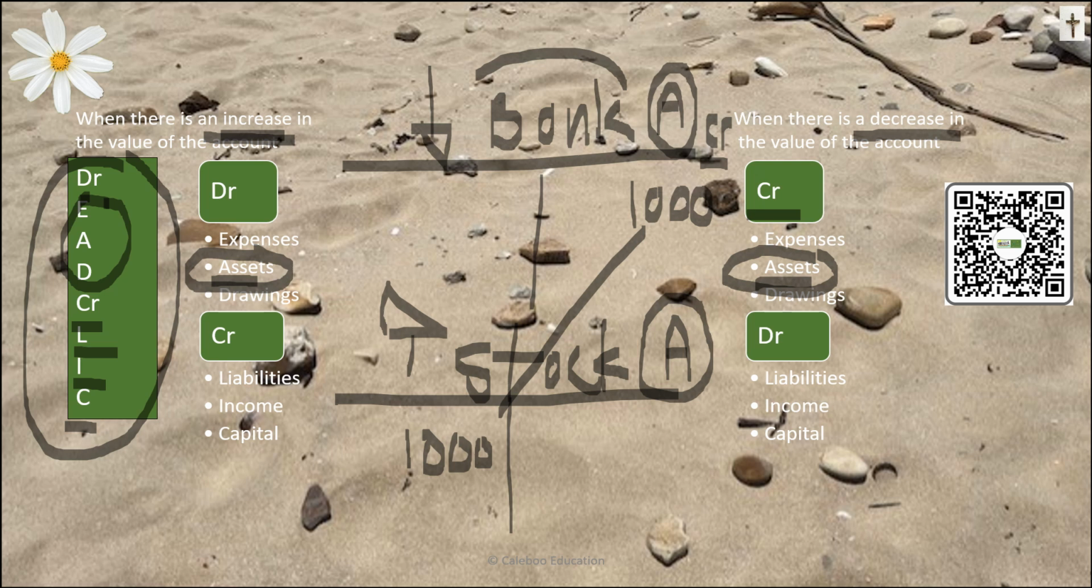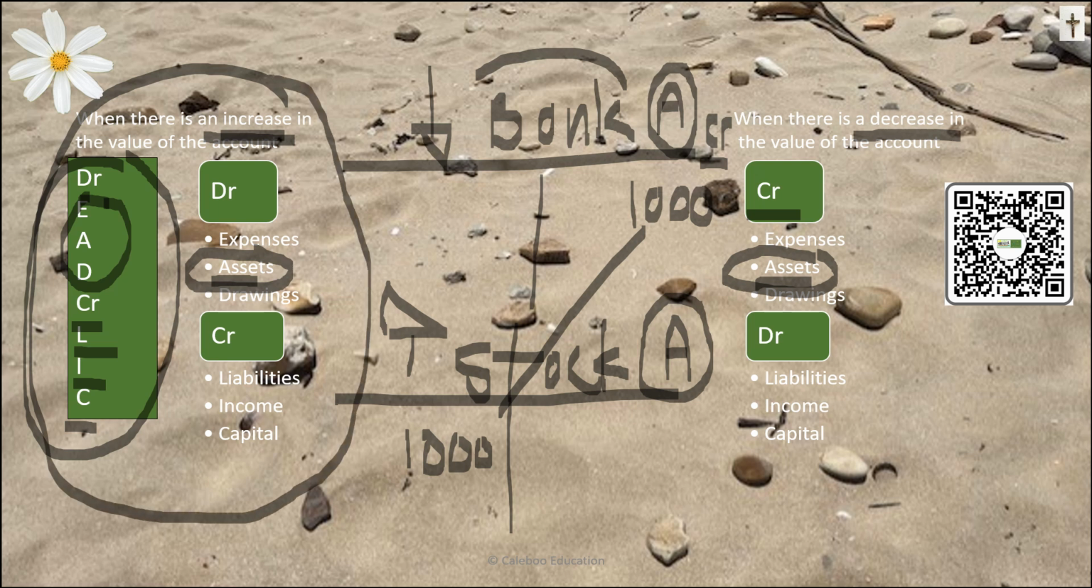So I've gone a little bit further than what I should have, but the purpose of this slide was to introduce the acronym DEADCLIC, to remember the rules so we can apply the rules to the general ledger accounts. So we correctly debit and credit accounts by applying the rules. So this was an introduction of an acronym. Your lecturer or teacher could have given you another acronym, but I'm using DEADCLIC.